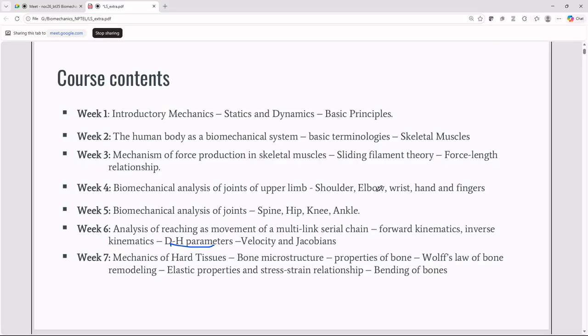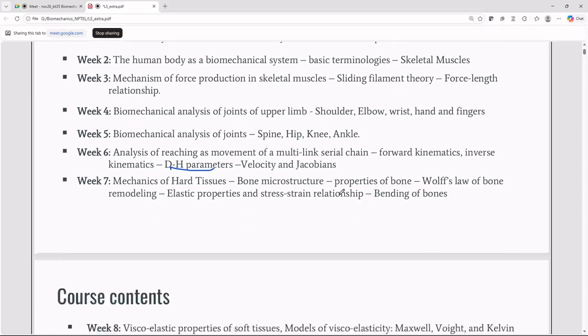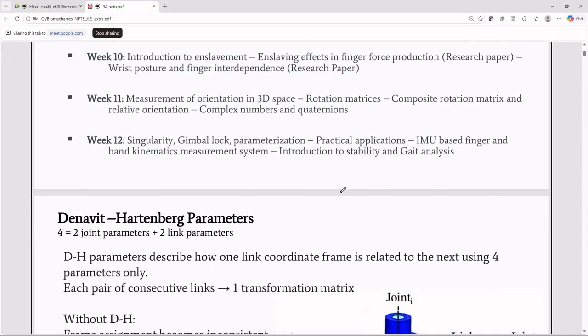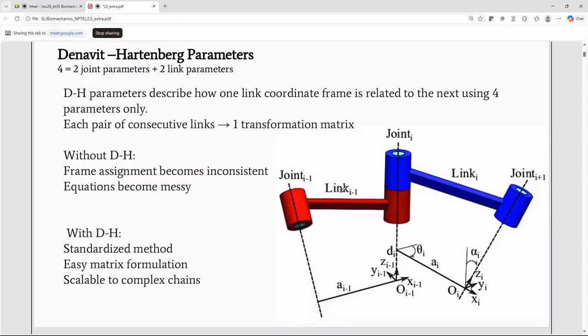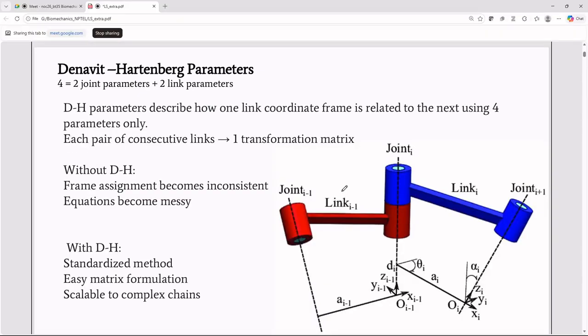So let's start our extra session with some background and detailed explanation about Denavit-Hartenberg parameters. Denavit-Hartenberg are the names of two persons who developed this system of analysis.